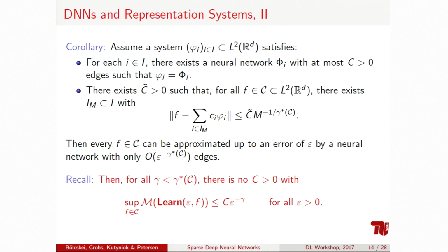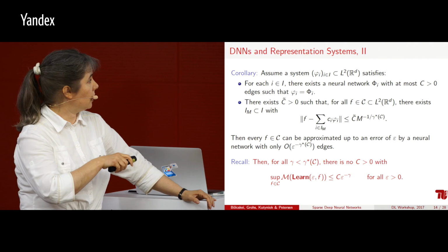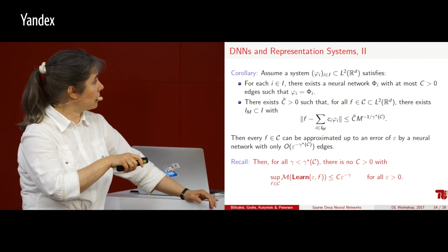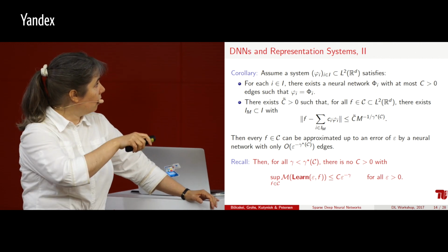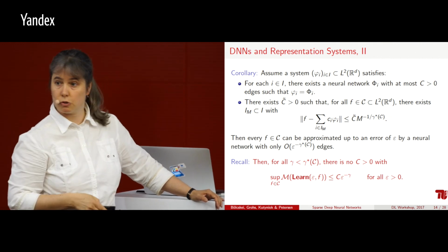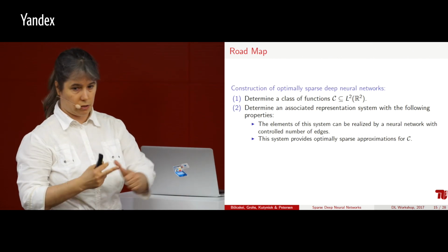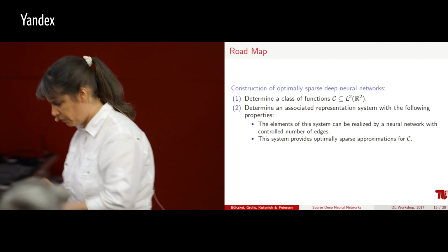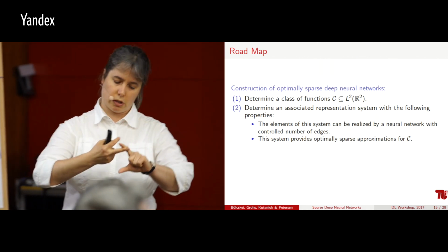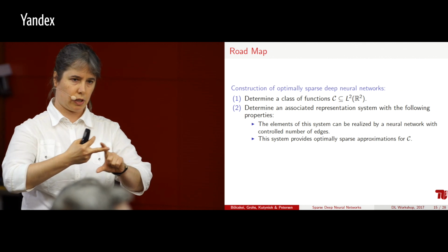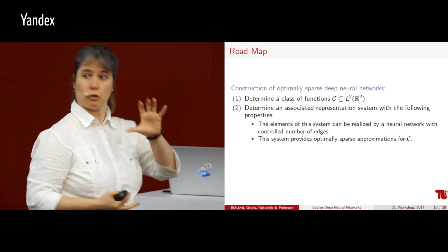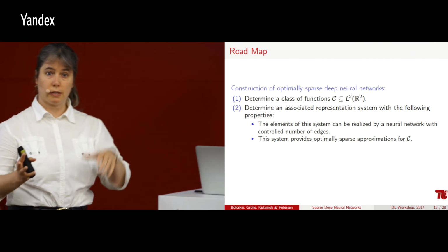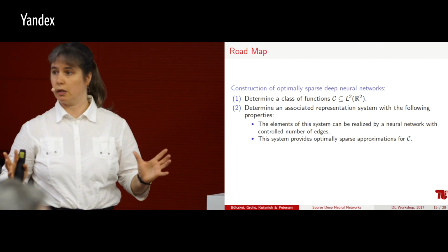And now if we go back to the previous slide, this was the statement just copied. So if we have this, then we know there exists now a C, so that this is bounded by C times epsilon to the minus gamma star. Okay, so what we need to do is we need to get this to work, and these are the tasks. I need to find a class of functions. I need to find a representation system, which gives me an optimal approximation of my class of functions, and so that I realize every element of my system by a neural network with a controlled number of edges. So that's the program.